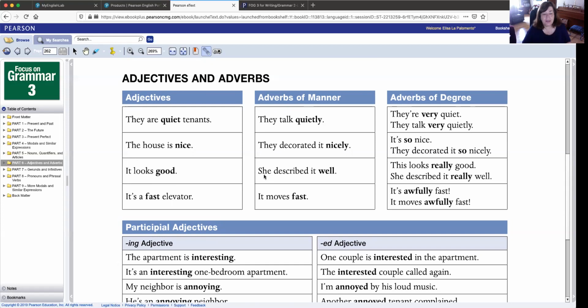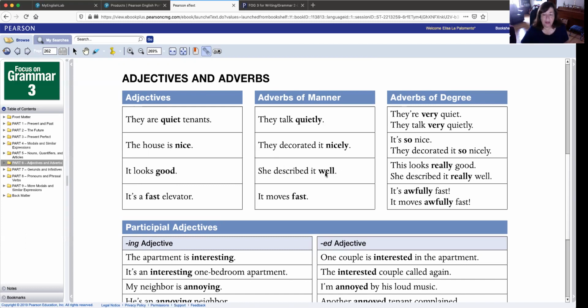And she, this is going to be confusing because you're thinking that this is a verb, and it is, but this is a state of being verb, and we use an adjective after a state of being verb. And again, we're going to talk about that later, okay? She described it well. The word well is an adverb, and it's modifying the word describe. How did she describe it, in what way?